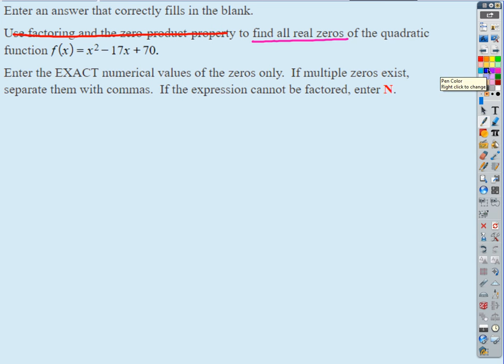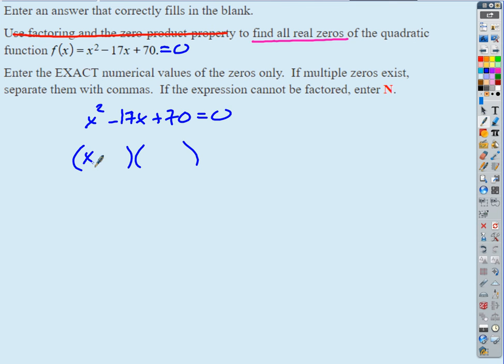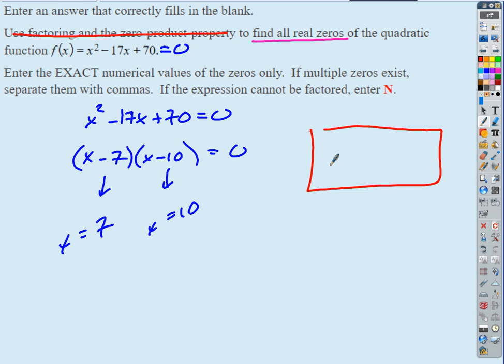It would definitely be easier to, if I'm trying to find all the real zeros, that means I'm just setting the function equal to 0 and solving, right? Okay, so we get x squared minus 17x plus 70 equals 0. I'm going to solve that equation, and I would factor, wouldn't I? What are the magic numbers? There you go. x minus 7, x minus 10. So what are my solutions? So in Moodle, inside the answer box, we have 7, 10, right?